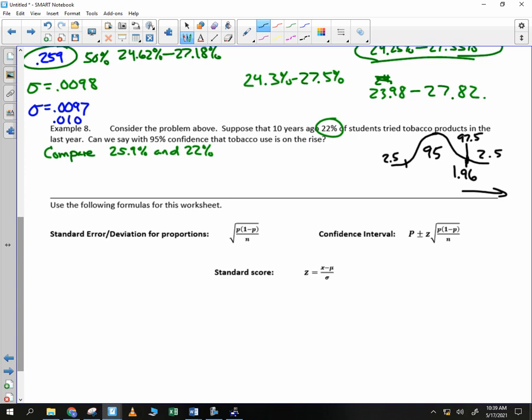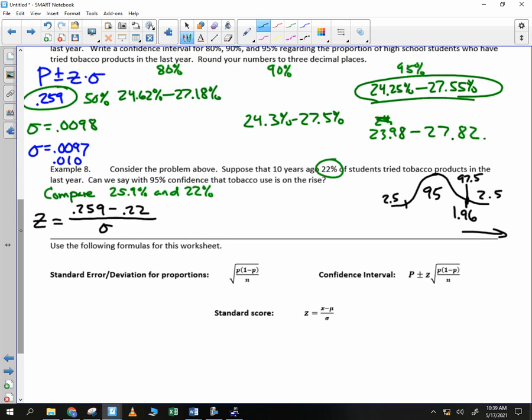So let's compare these. So in order to compare them, we come up with a z-score. And z is going to be equal to 0.259 minus what? Minus 0.22. And what do we divide it by? Sigma. Do we have sigma yet? Where did we get sigma from? Our previous problem, right? Just for kicks, I'm going to use 0.0098 instead of 0.010. It'll be a little bit more accurate. Are you okay with that?